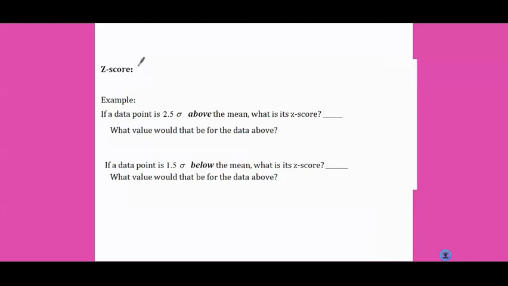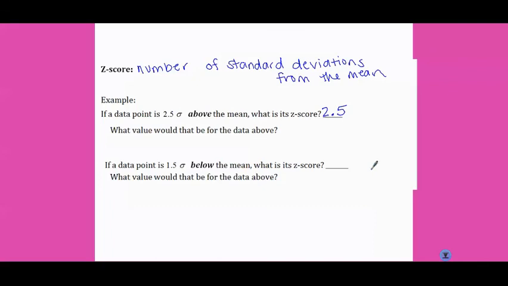So a z-score is the number of standard deviations from the mean. So if it's positive, it's above the mean. If it's negative, it's below the mean. So if a data point is 2.5 standard deviations above the mean, what is the z-score? Well, it would be 2.5. If a data point is 1.5 standard deviations below the mean, since it's below, it'll be negative, so the z-score would be negative 1.5.